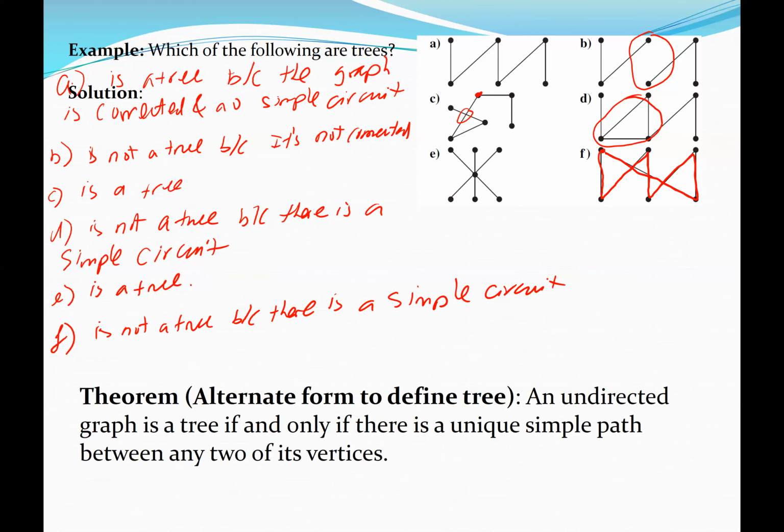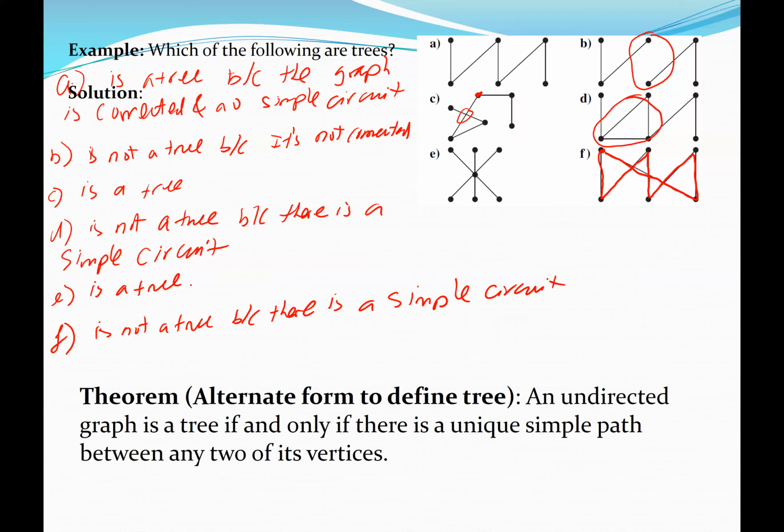Now another theorem. Besides the definition, this is an alternate way to define a tree. An undirected graph is a tree if and only if there is a unique simple path between any two of its vertices.